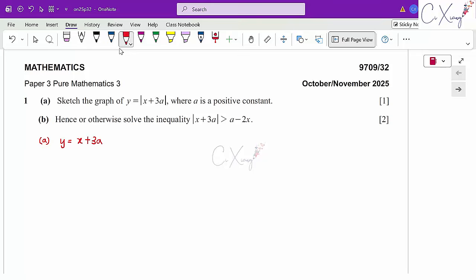So I need 2 points to draw the original graph. I will let x equal 0, then you'll get y equals positive 3a. And then if you let y equal 0, then your x-intercept will be negative 3a, x equals negative 3a. So when I want to sketch this diagram, I'll sketch these 2 points first. Okay, so let's start.